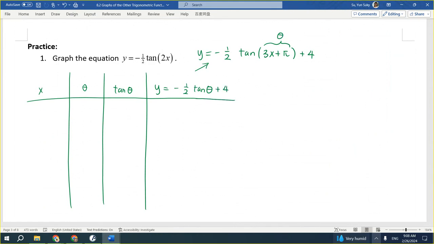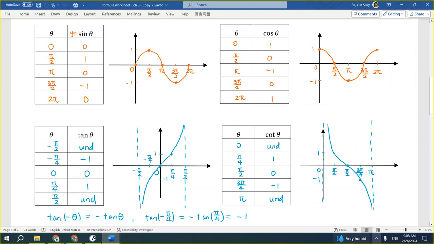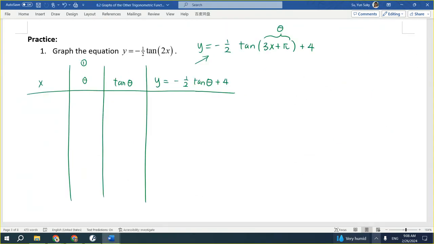So we use method 2. Construct a table with 4 columns: x, theta, tangent theta, and y. The method is very similar to what we did before. We first fill out the theta column and look at the graph. Remember those 5 key points? You copy exactly the same 5 values of the theta and tangent theta column.